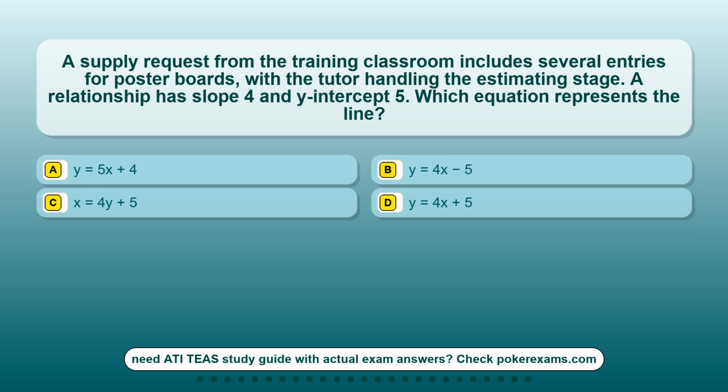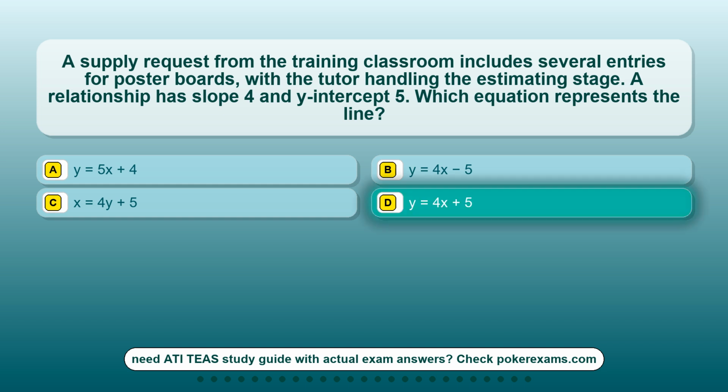A supply request from the training classroom includes several entries for poster boards, with the tutor handling the estimating stage. A relationship has slope 4 and y-intercept 5. Which equation represents the line? Option A, y equals 5x plus 4. Option B, y equals 4x minus 5. Option C, x equals 4y plus 5. Option D, y equals 4x plus 5. The correct answer is option D, y equals 4x plus 5.